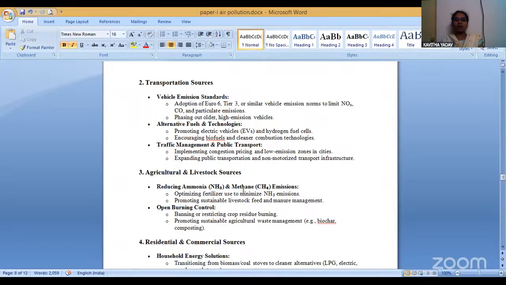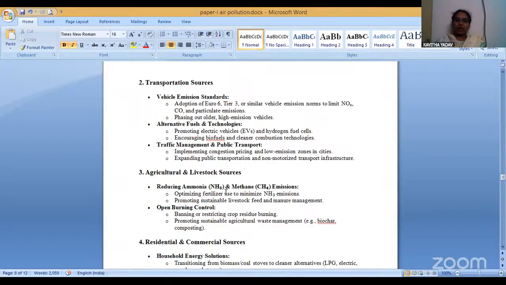That's why we are suggesting to control open burning by banning or restricting crop residue burning. Coming to the next one, promoting sustainable agricultural waste management, biochar, composting. The waste products coming from agricultural practices can be converted into compost. That may be the most important thing to control the pollutants released into the atmosphere due to agriculture and livestock.